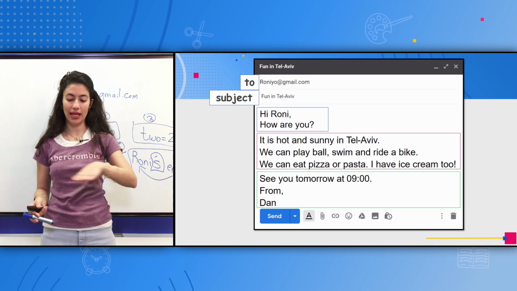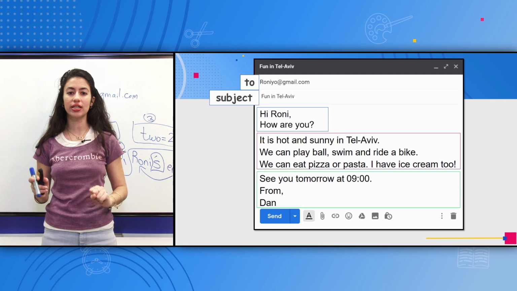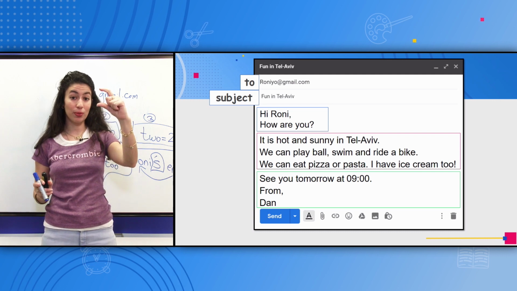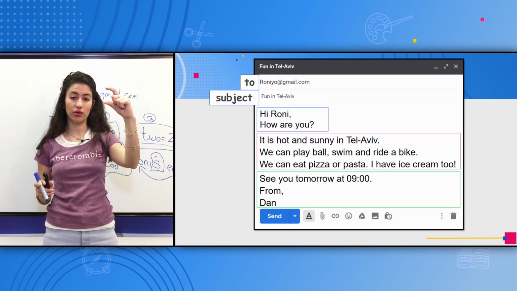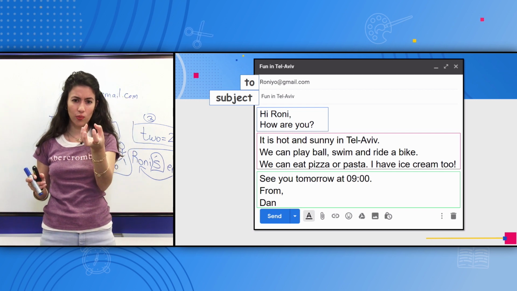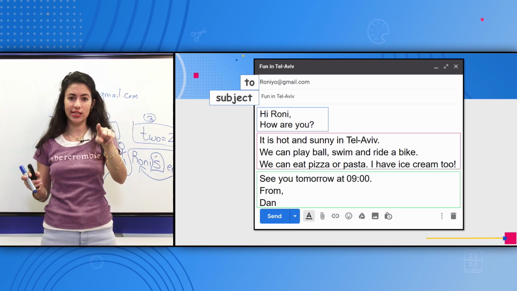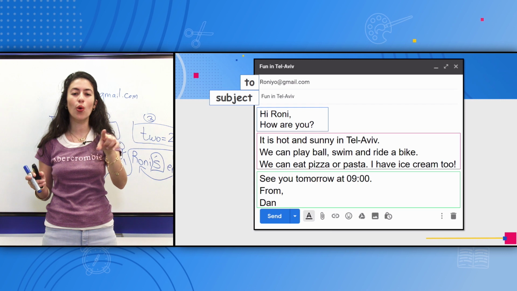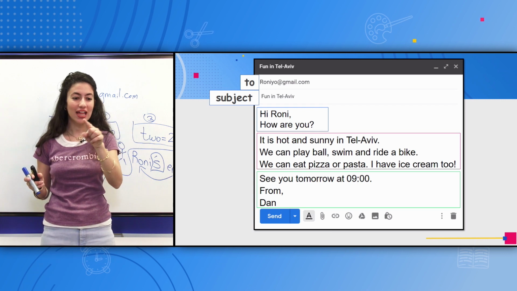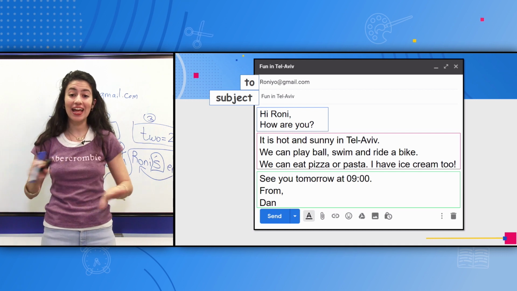Now it's the ending. Remember the end? We're going to finish the lesson. So if we begin with, hi Ronnie, how are you? It's the start. And then we have the body. See the red square? We have the blue square, which is the start. The red square, which is the middle. And then we have the green square, that is the end.